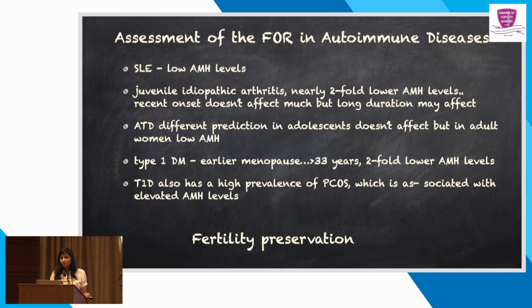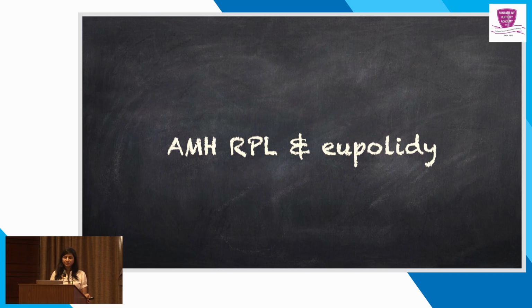Then what is the option in this particular patient? Whenever you are seeing such a client, either with endometriosis or with an autoimmune disorder, make them aware that you will be having a drastic fall of AMH because of this problem, and fertility preservation will be a better option for them rather than immediately planning for pregnancy.